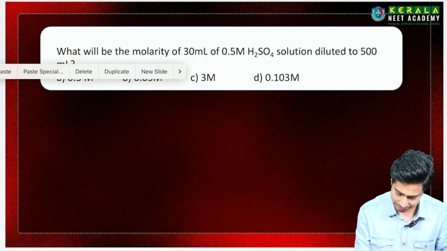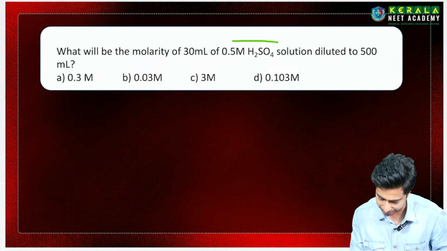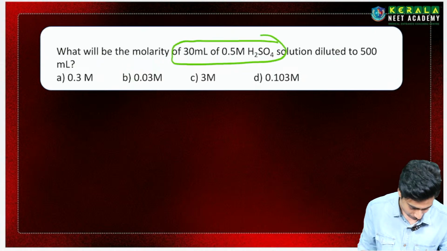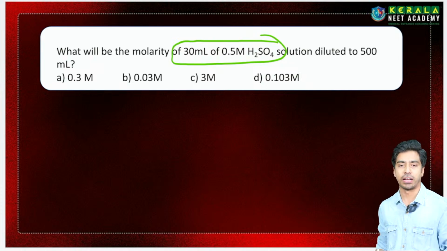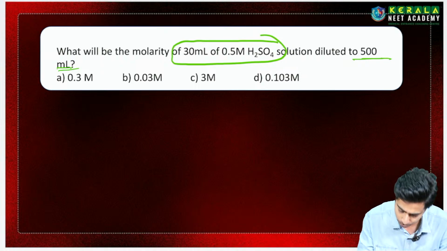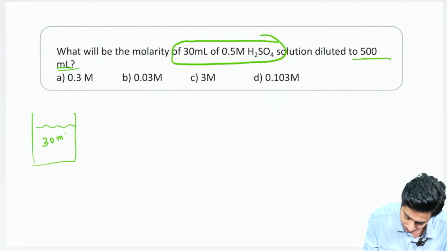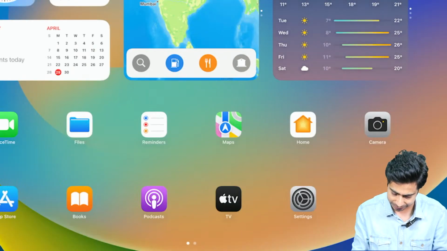Then, what will be the molarity of 30 ml of 0.5 molar sulfuric acid? Now you have 30 ml of 0.5 molar sulfuric acid diluted to 500 ml. Initially you have 30 ml. What is the concentration? One minute.